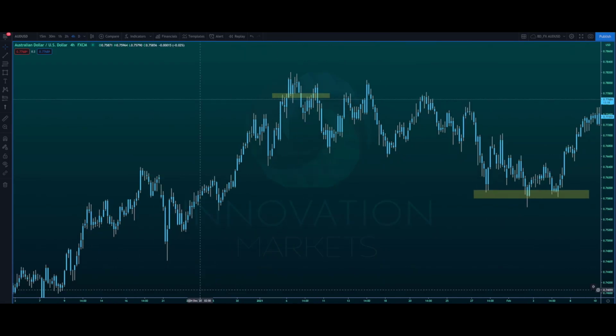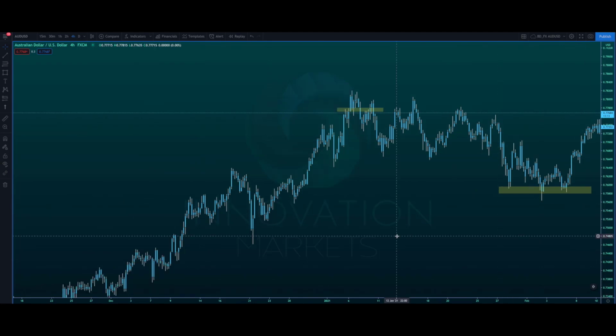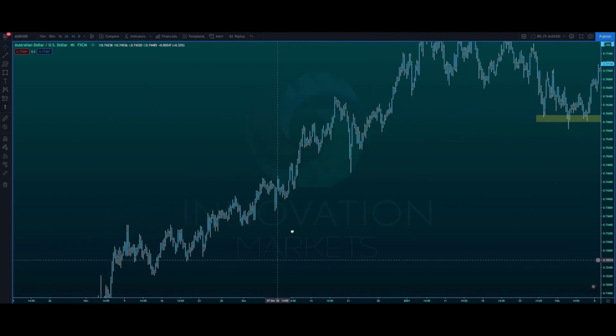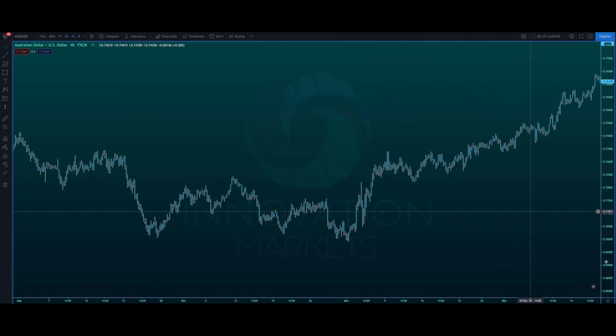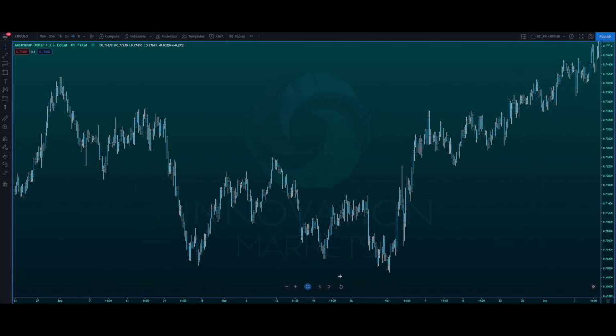Let's see where else we've got if we just zoom out. So I'll highlight some areas, and we'll also look at those on the 1-hour time frame. Let's just see. So down here, we can see the market has changed direction.